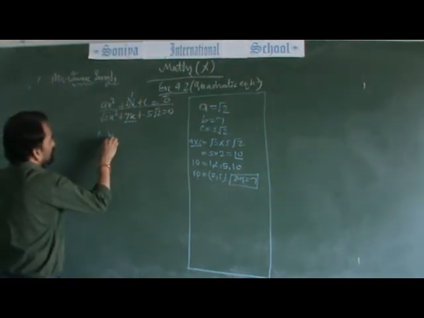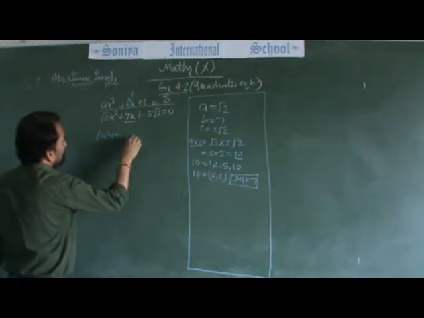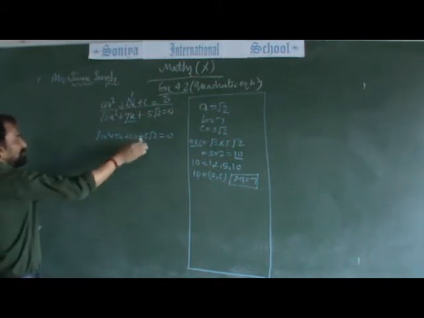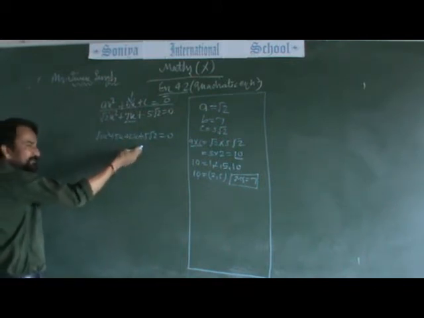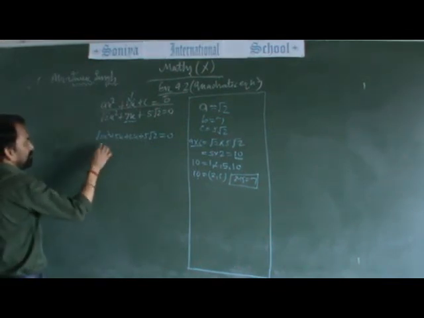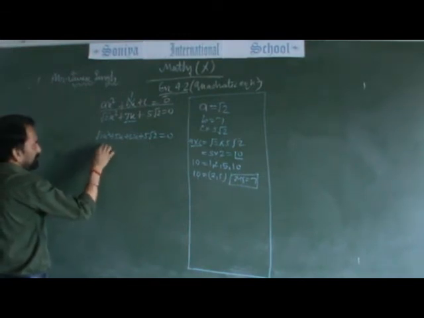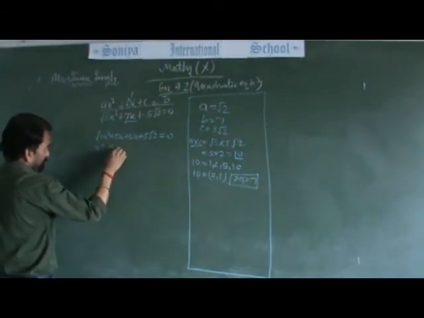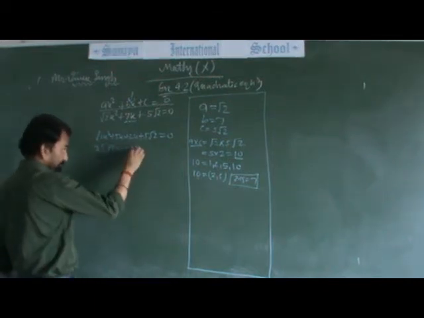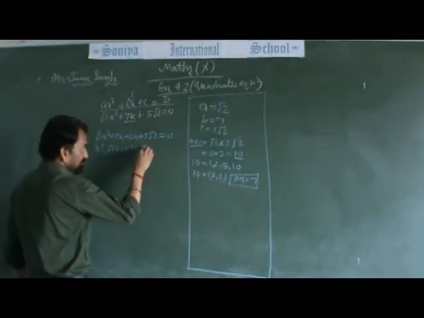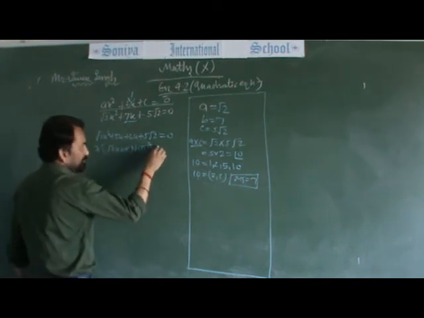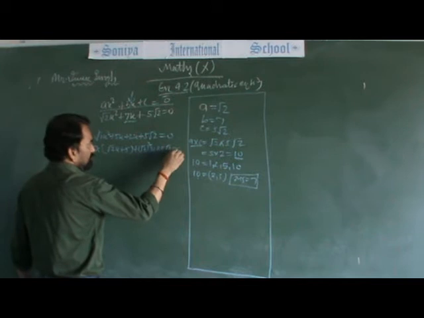Root 2 x square plus 5x plus 2x plus 5 root 2. Sometimes students may ask why you don't write the 2x first and 5x later. You can do it, don't worry. Both give you the same values. What is common in the first two terms? x. So we have x into (root 2 x plus 5). What is common here? See this step very carefully. Root 2 into root 2 equals 2, so 2x plus 5 root 2 equals 0.